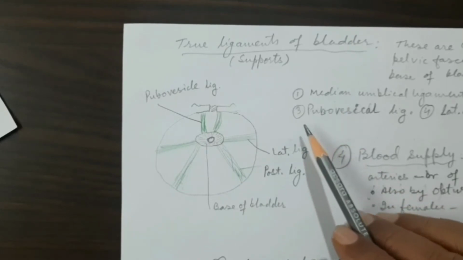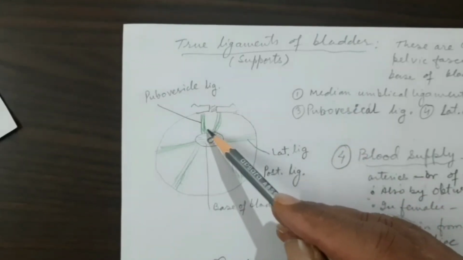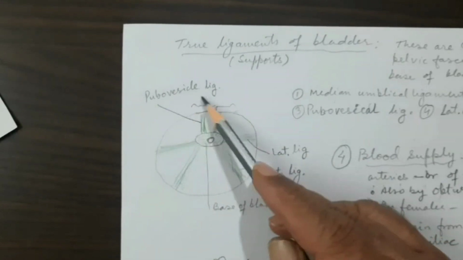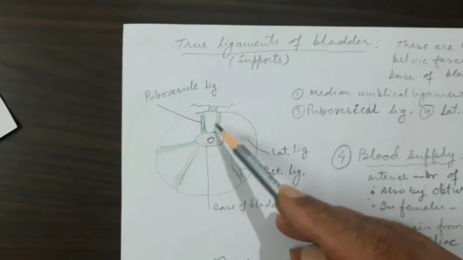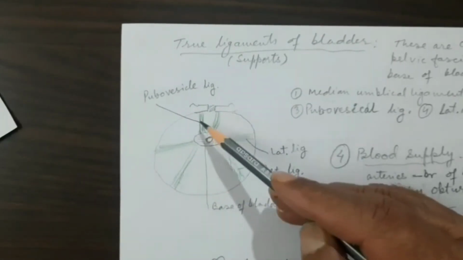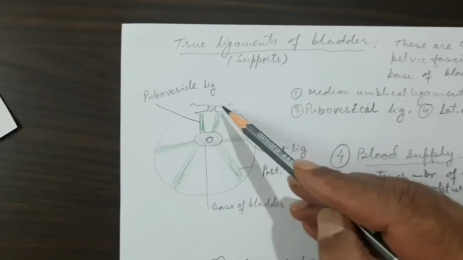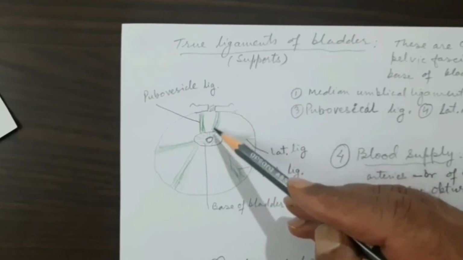Then the puboprostatic ligament. See this puboprostatic ligament. This is pubovesical in the case of females, but in the male the same ligament comes from the posterior aspect of the pubic bone. This is the pubic symphysis and this is the pubic bone. This is the posterior surface.